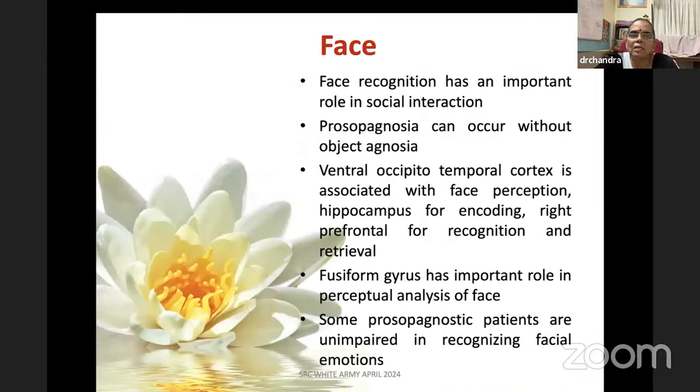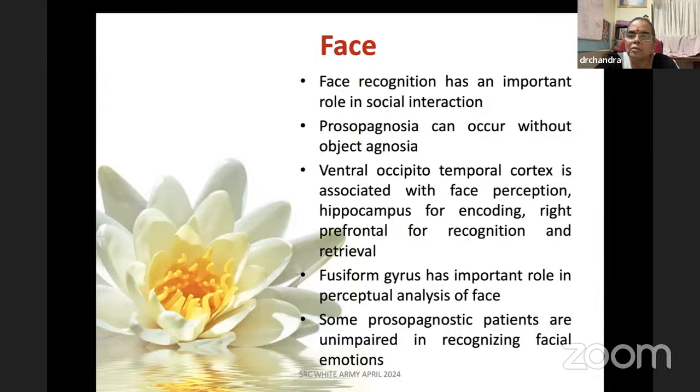Now we'll come to the face. We saw the face recognition circuits, the physiology of that, and face recognition has an important role in social interaction. And prosopagnosia or face recognition failure can occur without any other agnosias. So again, you think that he did not recognize me, he is recognizing apple, he is recognizing flowers. We should know that organically only prosopagnosia can exist.